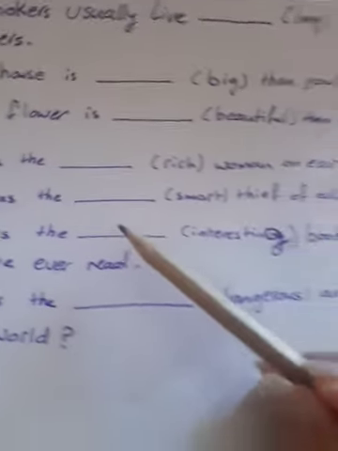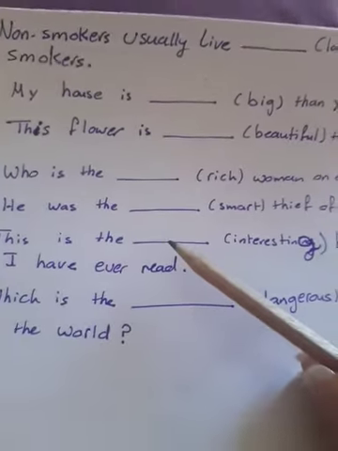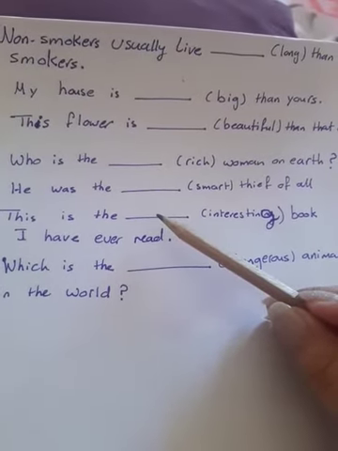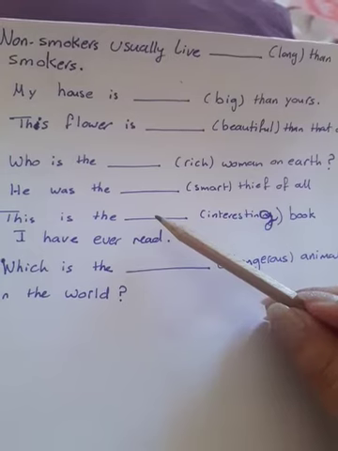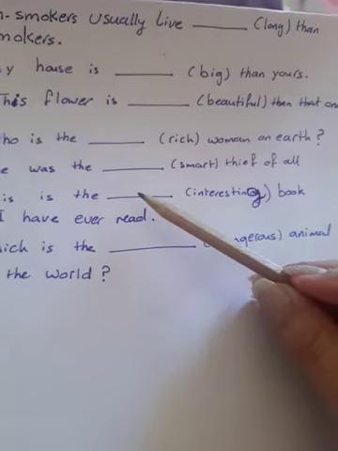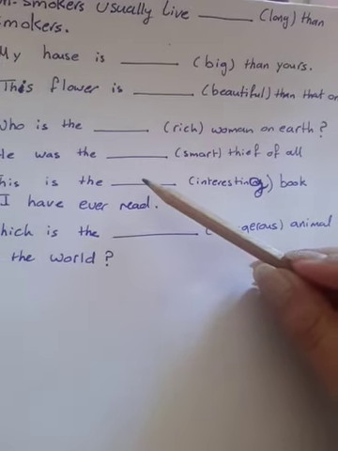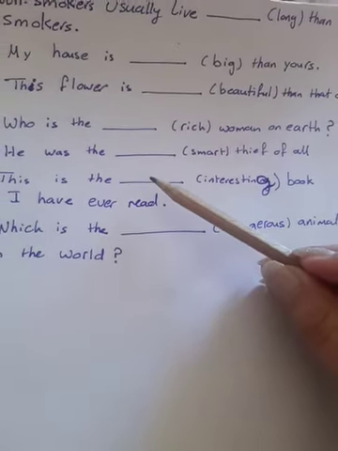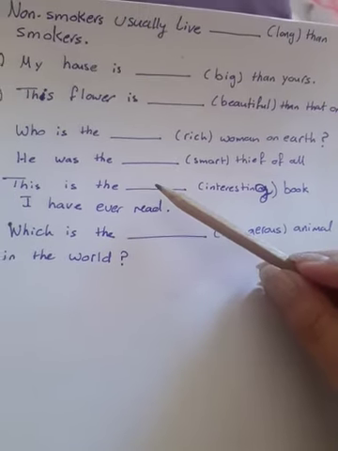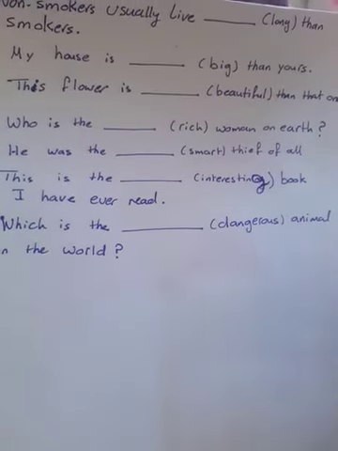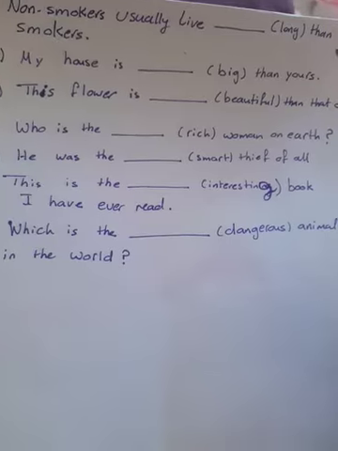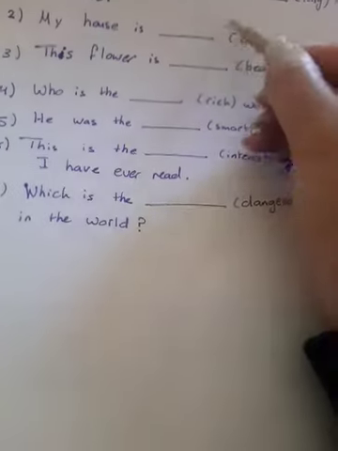Non-smokers usually live longer than smokers. As you see here, this sentence compares two people, non-smokers and smokers. The adjective here is long. Now, you have to ask yourself, how many syllables are in the word long? Just one syllable. So, because long has one syllable, and here you compare between two using than, you have to add just er.